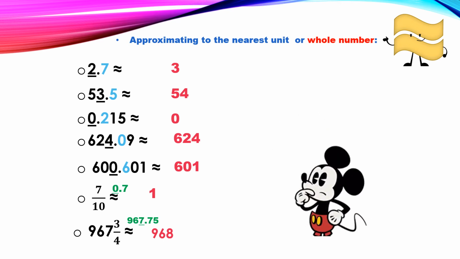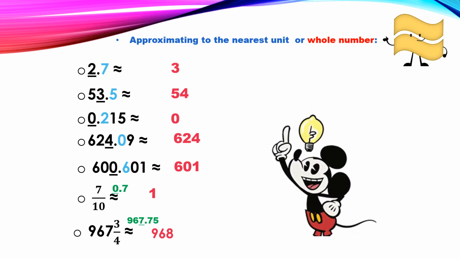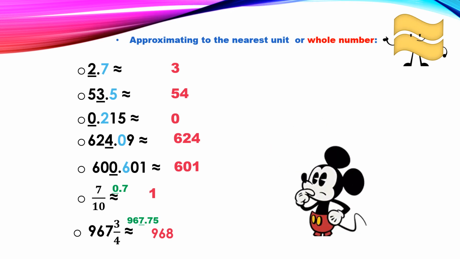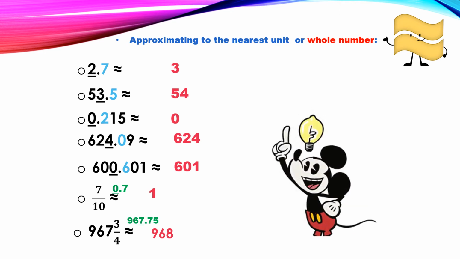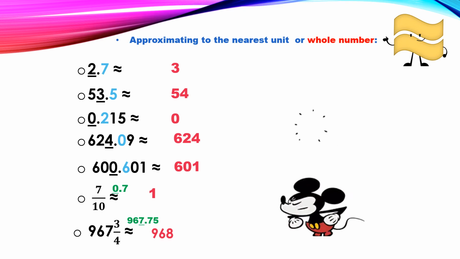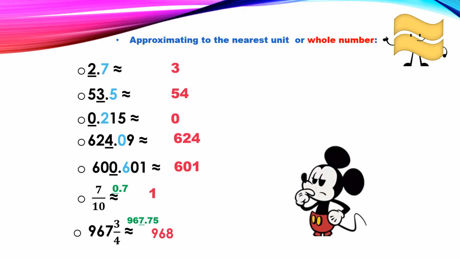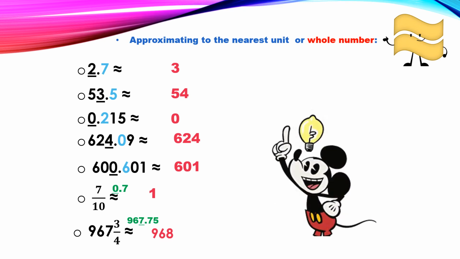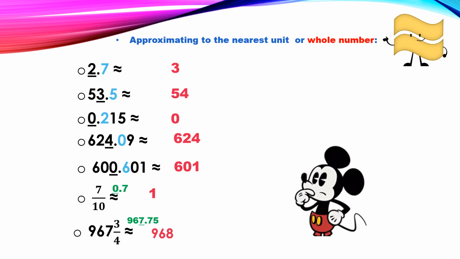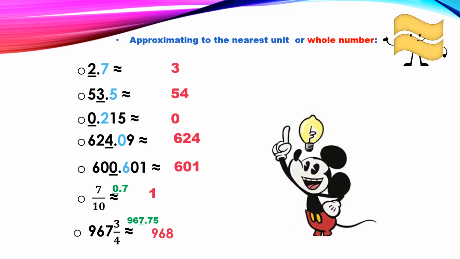Then I approximate to the nearest unit. What is the digit in the unit place? It's a 7. So I will underline 7 and take the digit before it, which is 7. Rich or poor? Rich. So I will replace this 7 and 5 with 0 and add 1 to 7, which will be 8. So the answer will be 968.